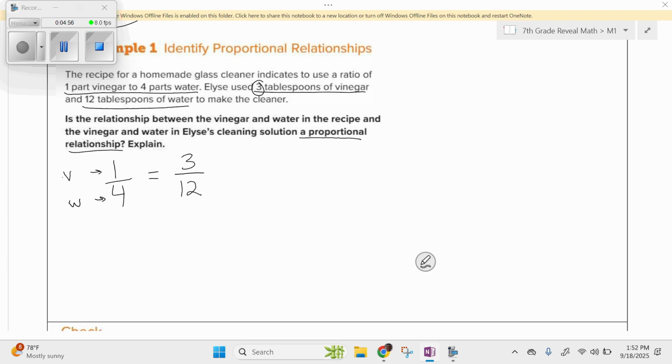There's a couple ways you can do it. We can say, well, that times 3 is 3, and then check, is this the same multiplier times 3? Yay. All right. 4 times 3 is 12. So these are equivalent ratios.